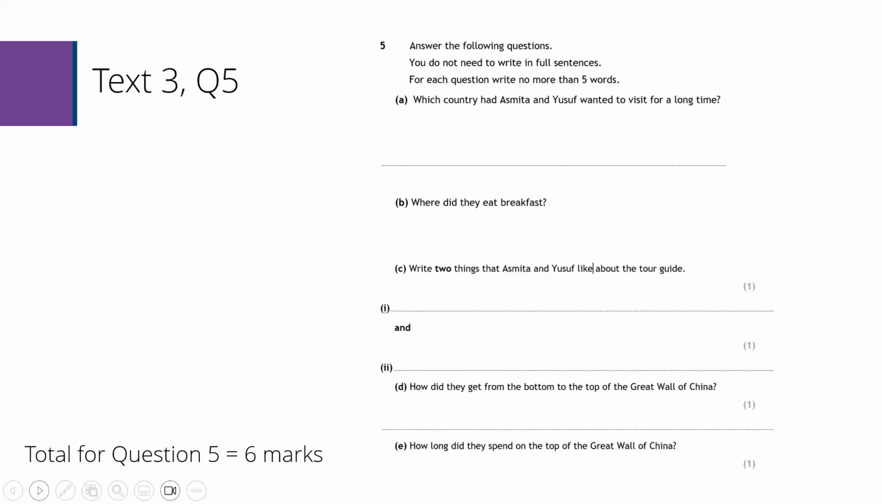Okay. And, you know, in which country had Asmita and Yusuf wanted to visit for a long time? We just need the answer China. We don't need them to answer they wanted to visit China for a long time. We don't need a sentence. So again, less is more.